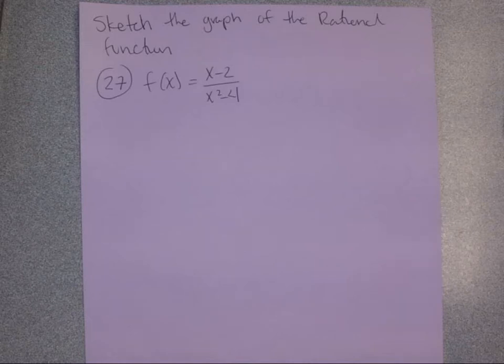Okay, let's look at sketching the graph of a rational function. So if we want to graph a rational function, you have to be able to identify all the different asymptotes as well as all the intercepts. So you can start by finding your vertical asymptotes.